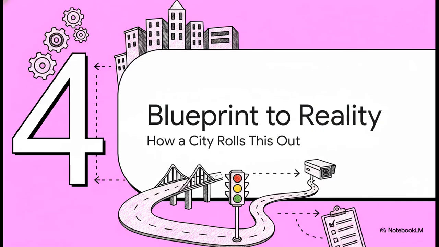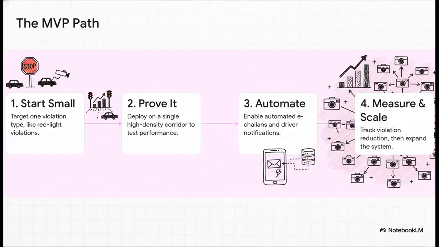Okay, on to Section 4, from blueprint to reality. We've got the grand design, we've got our tough engineering checklist, but how does a city actually take this complex plan off the paper and make it work on a real street corner? Well, the smart way to do it is what people in tech call an MVP path. That stands for minimum viable product. Basically, you don't try to boil the ocean all at once. You start small. Maybe you target just one violation type, something simple like red light running. Then you prove it works. You deploy it on a single, really busy street and see what happens.